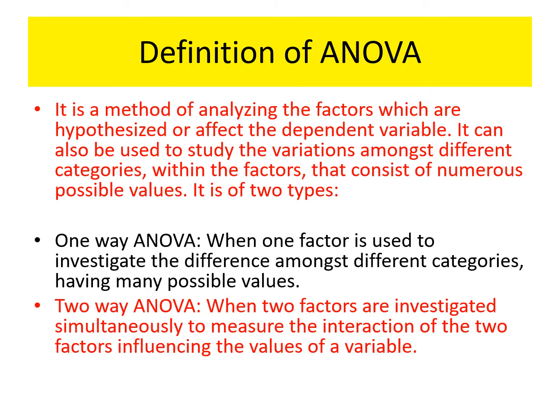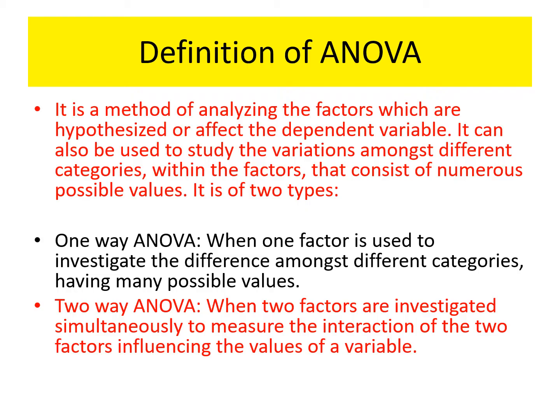Okay, so this time, when you talk about ANOVA, since we differentiated ANCOVA from ANOVA, ANOVA is a method of analyzing the factors which are hypothesized to affect the dependent variable. It can also be used to study variations amongst different categories within the factors that consist of numerous possible values. It is of two types. So we have the one-way ANOVA and the two-way ANOVA.